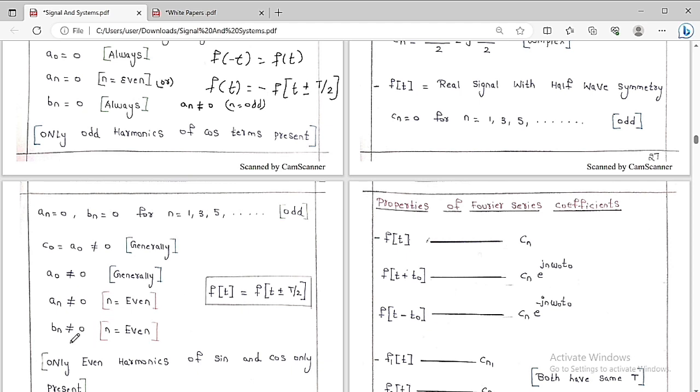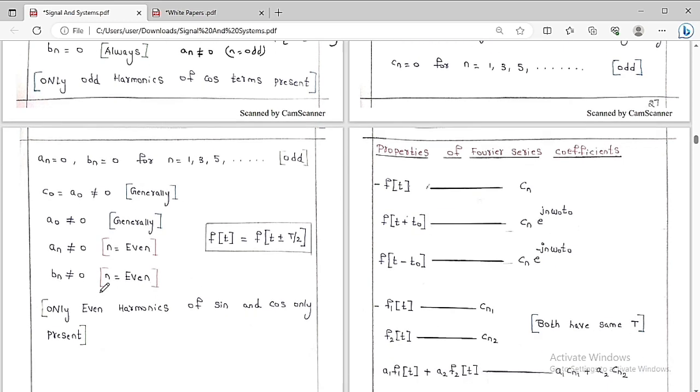And we can say bn is equal to 0 for all the odd values of n. Here it will be reverse: bn is not equal to 0 for even values of n. It is just the reverse of that one.